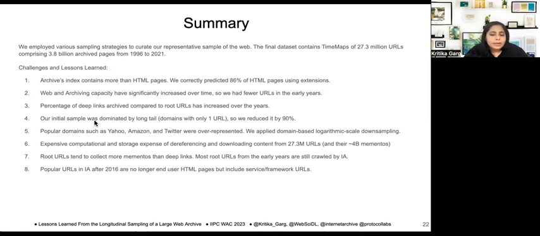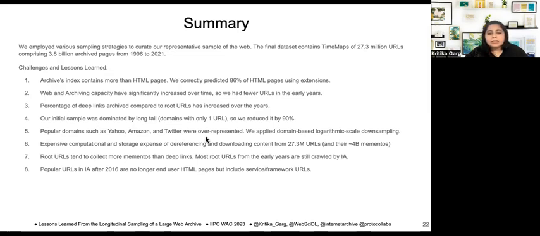The popular domains such as Yahoo, Amazon, Twitter were overrepresented in IA. So we applied domain-based logarithmic scale down sampling, which helped us ensure the fairness in the domain representation. We also saw that computation and storage expense of dereferencing and downloading content from 27.3 million URLs and their 4 billion mementos is expensive.